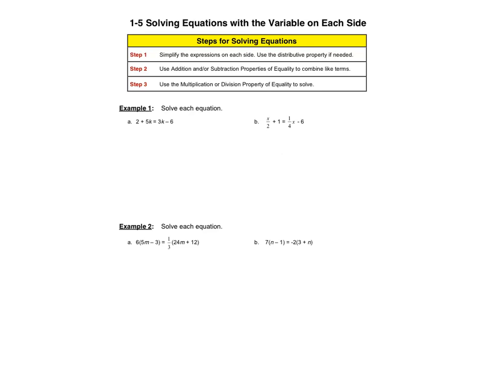So first it says simplify the expressions on each side, use the distributive property if needed. I don't need that for example 1a, but like I said, that step in between 1 and 2 is what I would say is get the variables to the same side. I can't highlight my variable right now because I have two of them. I've got 5k on one side and 3k on the other. But we do use addition or subtraction property of equality to move that.